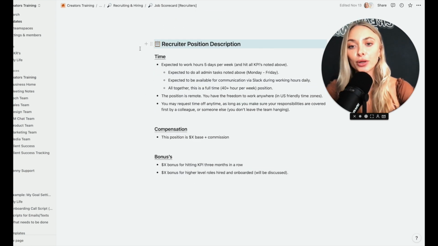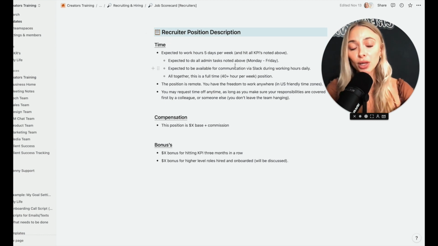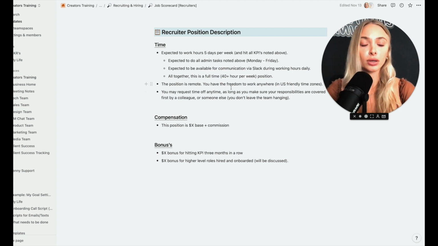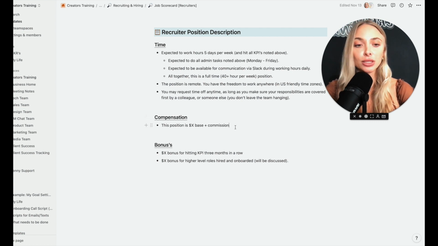The last thing, super important, is the recruiting position description. So the time that you expect them to be working, what hours, what days, if the position is remote or from your office. Then the last thing is the compensation. So how much will they be making? And then the bonuses clearly outlined.